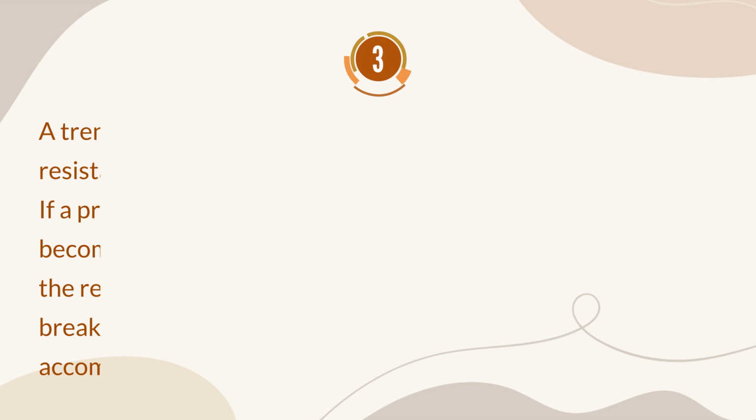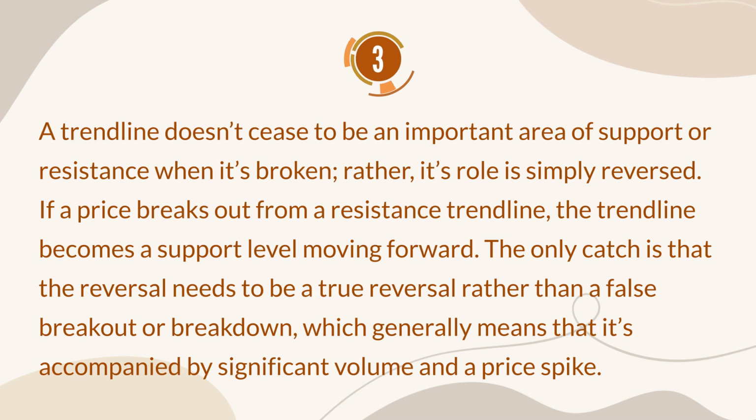Number 3. A trend line doesn't cease to be an important area of support or resistance when it's broken. Rather, its role is simply reversed. If a price breaks out from a resistance trend line, the trend line becomes a support level moving forward. The only catch is that the reversal needs to be a true reversal rather than a false breakout or breakdown, which generally means that it's accompanied by significant volume and a price spike.